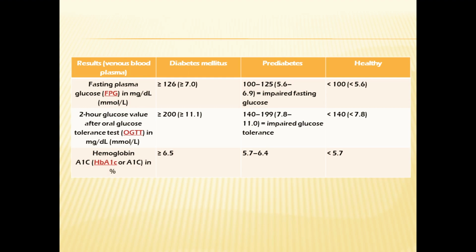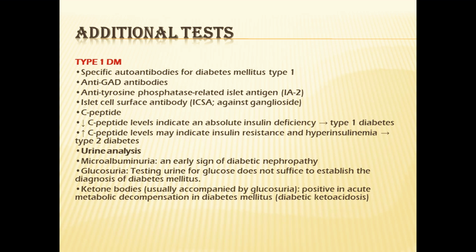If the fasting plasma glucose is from 100 to 125, the 2-hour glucose tolerance is from 140 to 199, and the hemoglobin A1C is from 5.7 to 6.4, we diagnose the patient to be pre-diabetic. If the fasting blood glucose is less than 100, or the 2-hour glucose value after oral glucose tolerance test is less than 140 mg per dl, or the hemoglobin A1C level is less than 5.7%, then the person is healthy. Next, there are a few additional tests which differentiate between type 1 and type 2 diabetes.